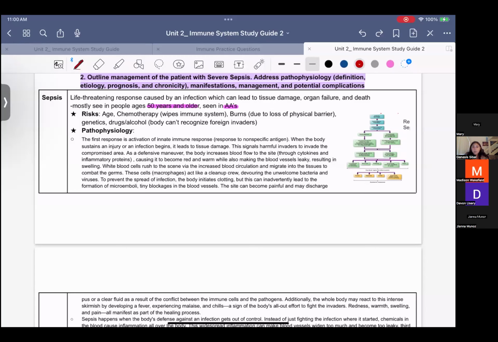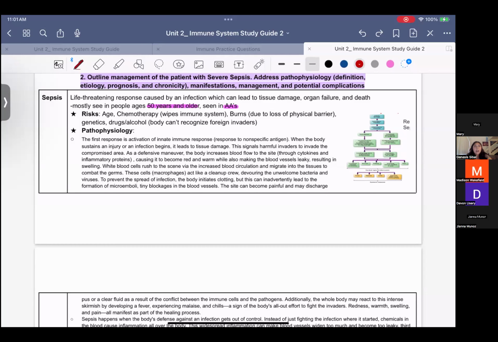So I'll just go through some information and then we'll move on to the next topic, and I'll just point out some things that you might need to know. So with sepsis, what is sepsis? We know that it is a systemic infection that your body is now having, right? But it's a life-threatening response caused by an infection. And the problem with sepsis is it can lead to tissue damage, organ failure, and death, right?